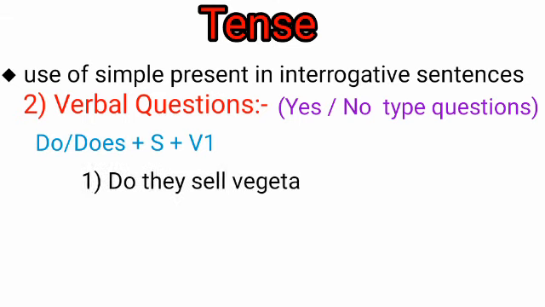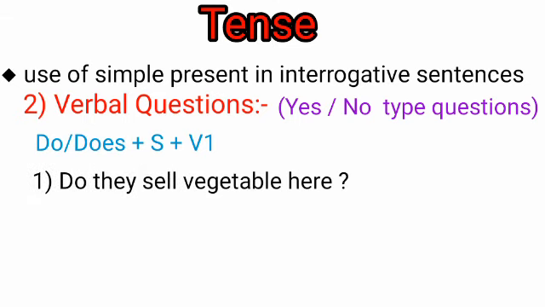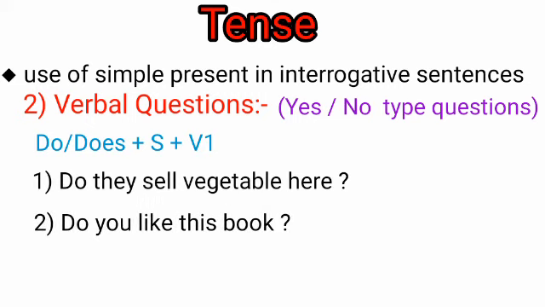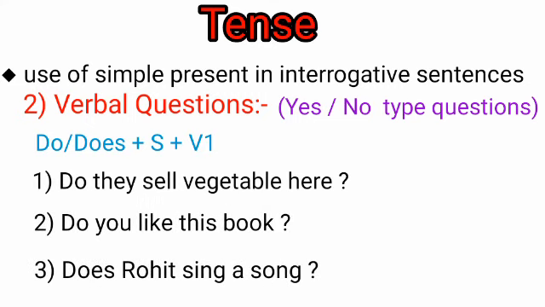First example, do they sell vegetables here? Second example, do you like this book? Third example, does Rohit sing a song? Okay, now you can see on the screen that every question is either starting with do or does. The first two questions are starting with do because the subjects are they and you, and they is a plural subject, and with they and you we use the do helping verb. But in the third question I use the subject Rohit, and Rohit is a singular subject, that's why here I use the does helping verb. And after subjects I use the base form of verbs in a question like sell, like and sing.